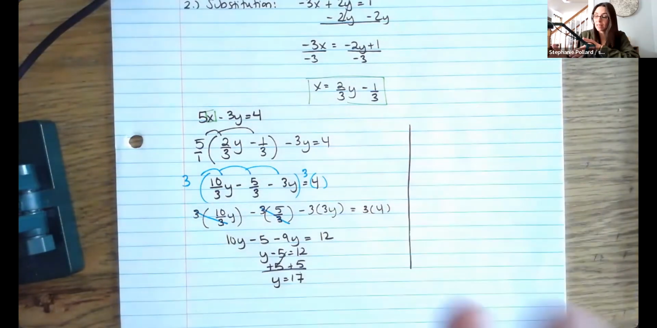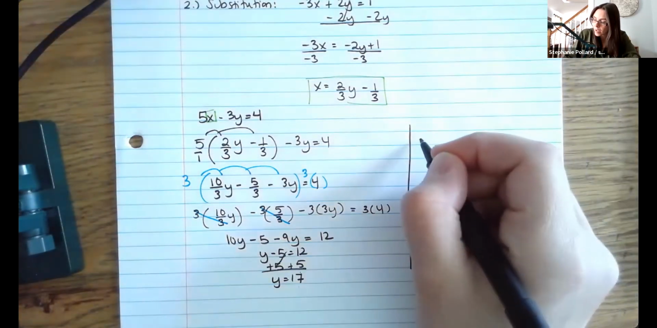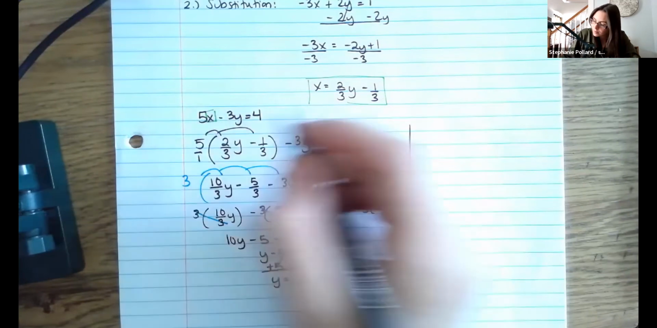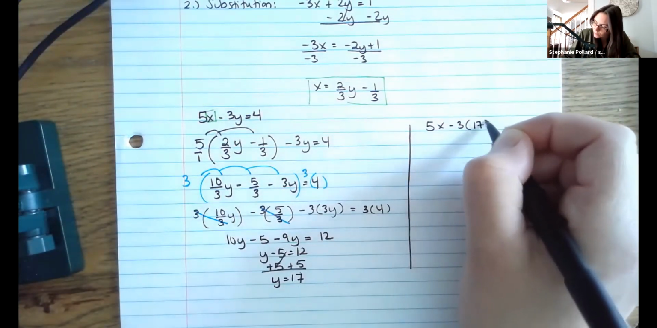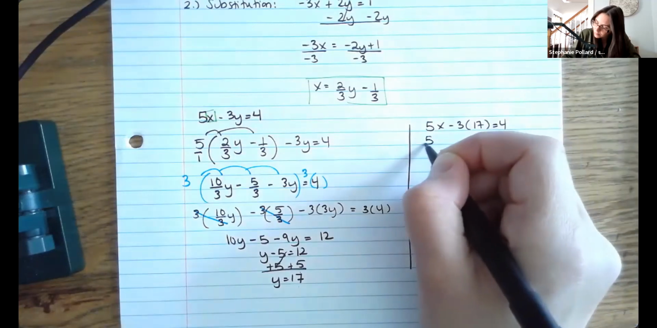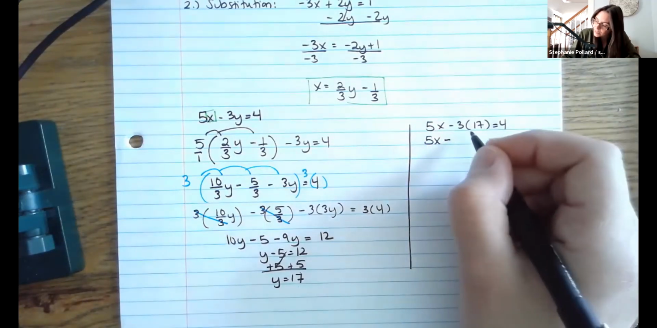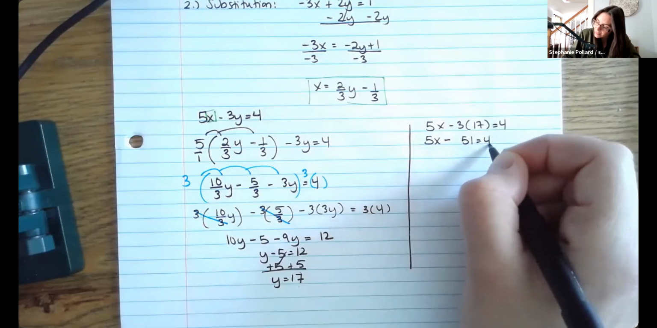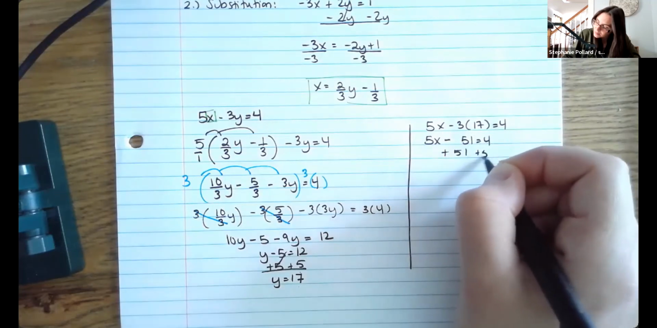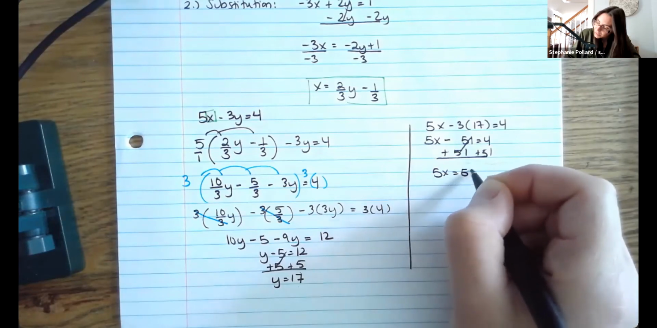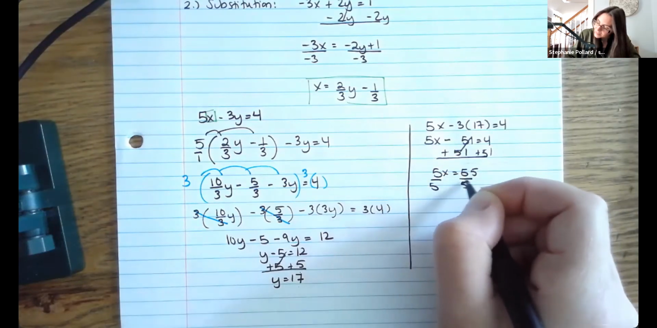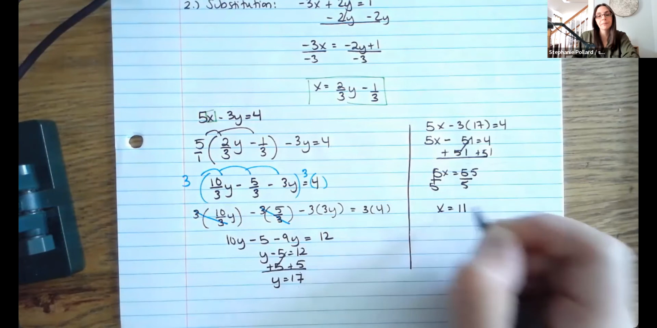And you can use either equation. So I'm going to go back. We'll just use this one right here. So I have 5x minus 3 times 17 equals 4. 3 times 17 is 51. I'm going to add that 51 to both sides, and divide by 5. And I get that x is equal to 11.